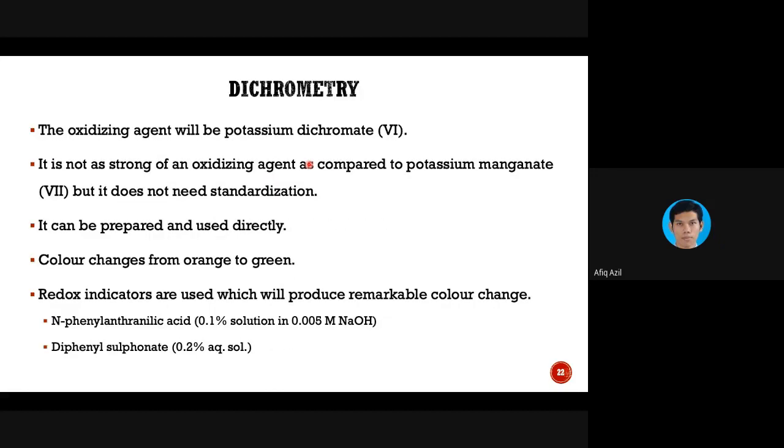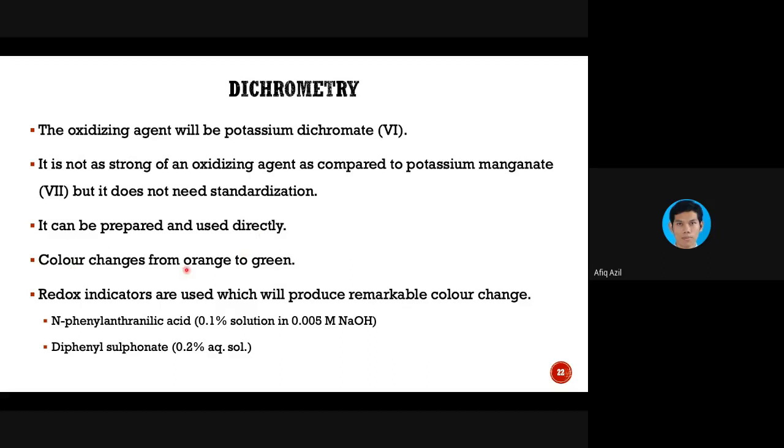And then dichromate, also a good oxidizing agent as well. It is not as strong as potassium permanganate, but one of the advantages is you do not need to standardize it. If potassium permanganate, you have to standardize it against something first. Okay, like for example the oxalic acid. So you can prepare and use directly. You can use it straight away to titrate.